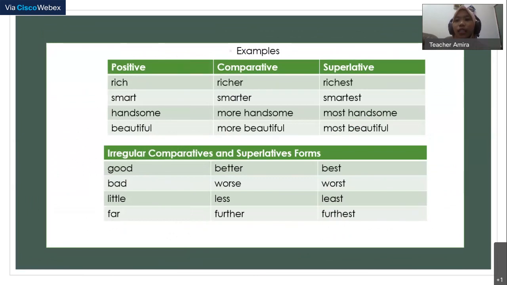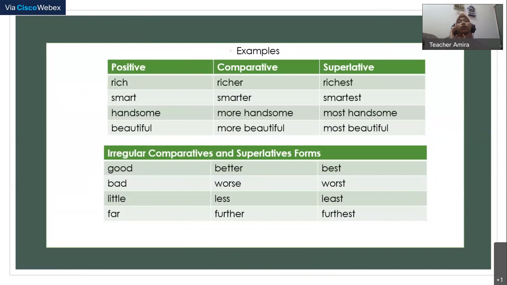Okay, so these are more examples of degrees of adjectives. So the positive would be rich, an example. The comparative would be richer. The superlative would be richest, right? Richest. And then smart, the comparative would be smarter, the superlative would be the smartest.